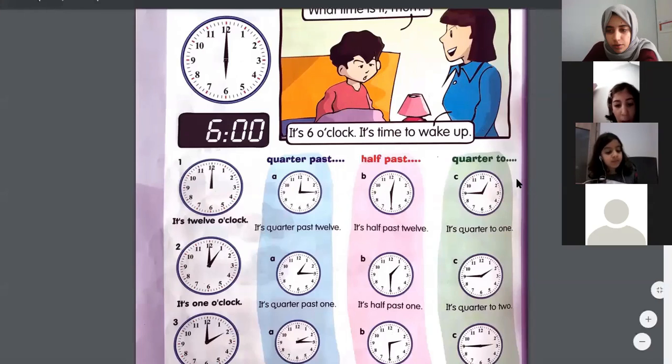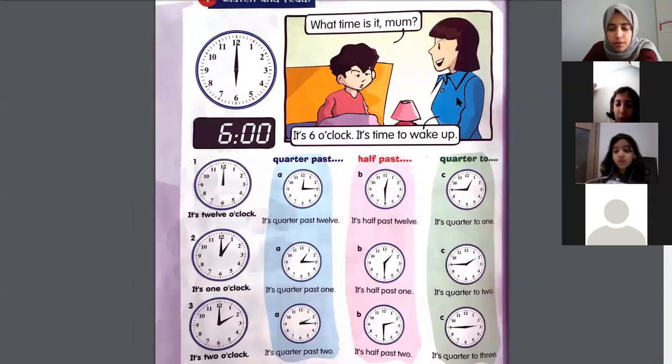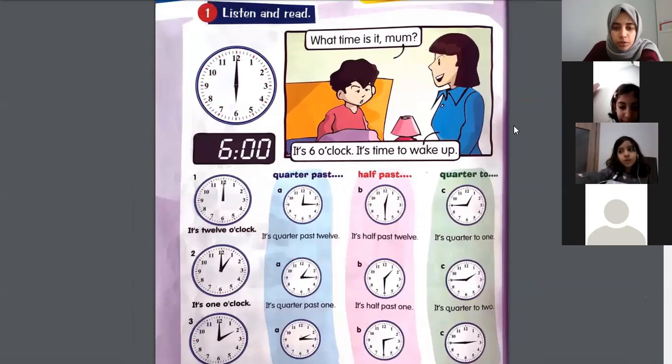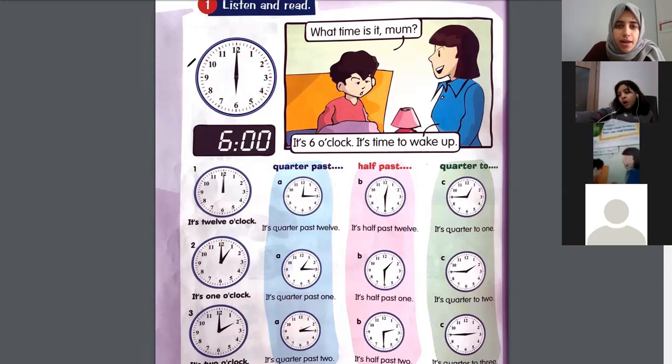Let me just make it bigger. So we said this is page 36 in your pupil's book. You should all open page 36, please. Let me prepare my marker here. For the first example, we are going to look at the longhand and the shorthand. We're going to look at the clock we have here.